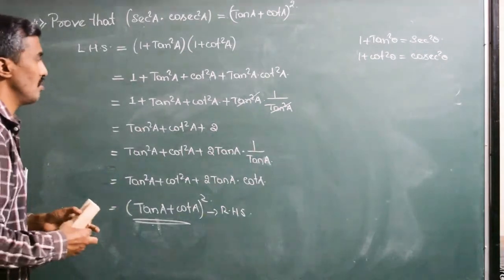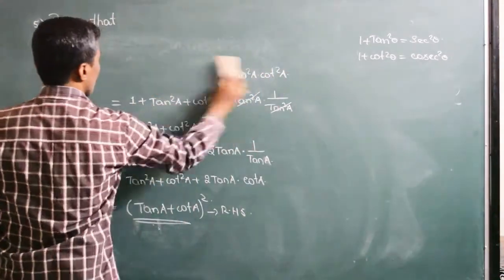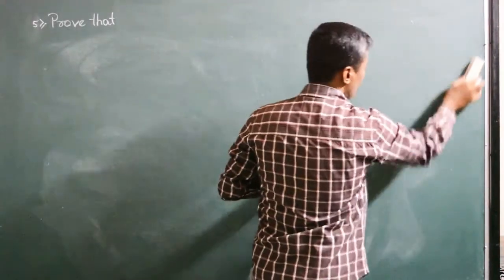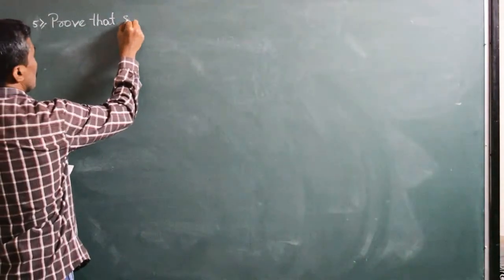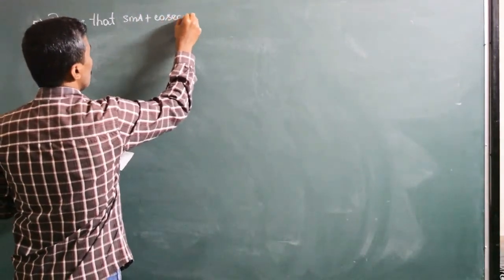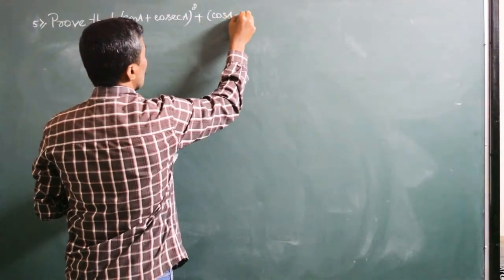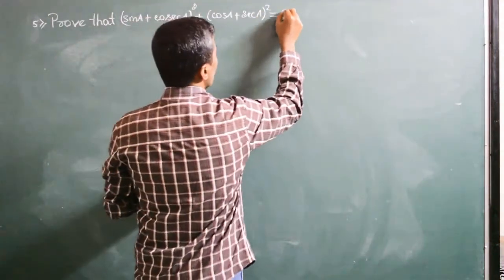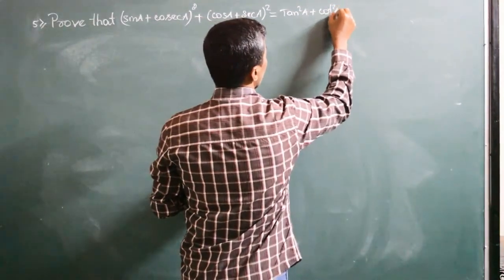Now we will move on to the fifth problem. Prove that sin A plus cosecant A whole square plus cos A plus secant A whole square is equal to tan square A plus cot square A plus 7.